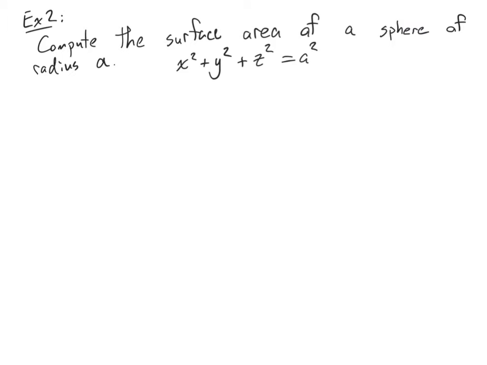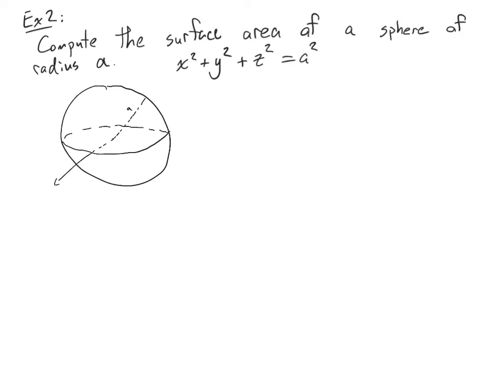What you should draw is a sphere. Its radius is a, so we'll just write that as a. And then here's my x-axis. Over here I've got my y-axis, and vertically I've got my z-axis.